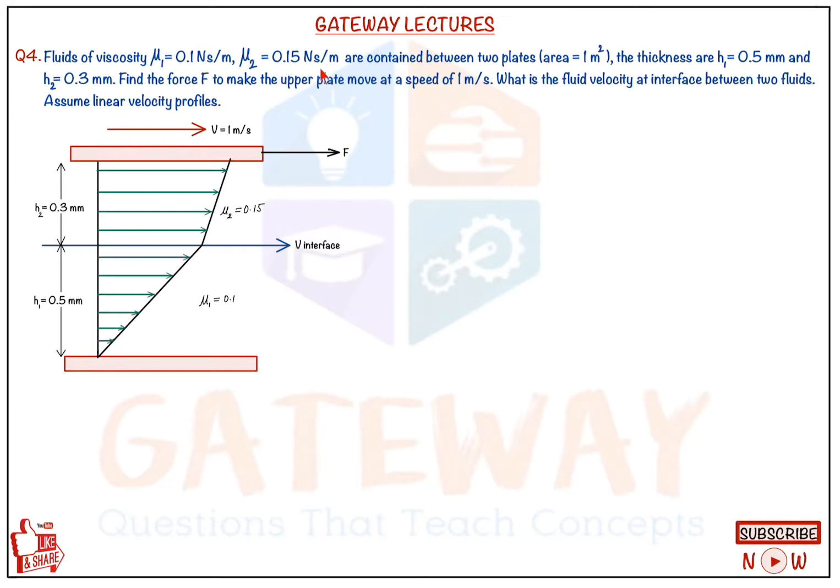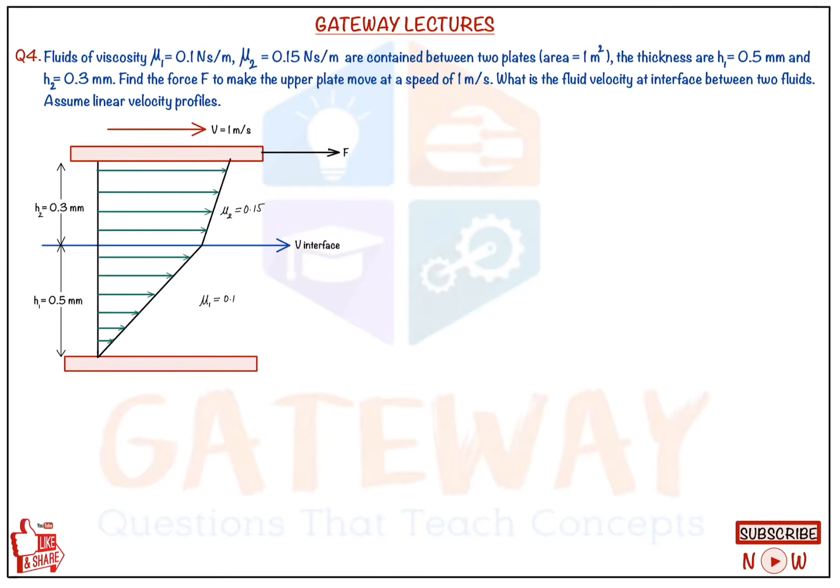Mu2 is equal to 0.15 Newton second per meter squared. These are the absolute viscosities of the fluids contained between two plates. The plate above is a movable plate and the plate below is a fixed plate. The area of the plate is given as 1 meter squared. The thicknesses are h1 equal to 0.5 mm and h2 equal to 0.3 mm. Find the force F to make the upper plate move at a speed of 1 meter per second. What is the fluid velocity at the interface between the two fluids?